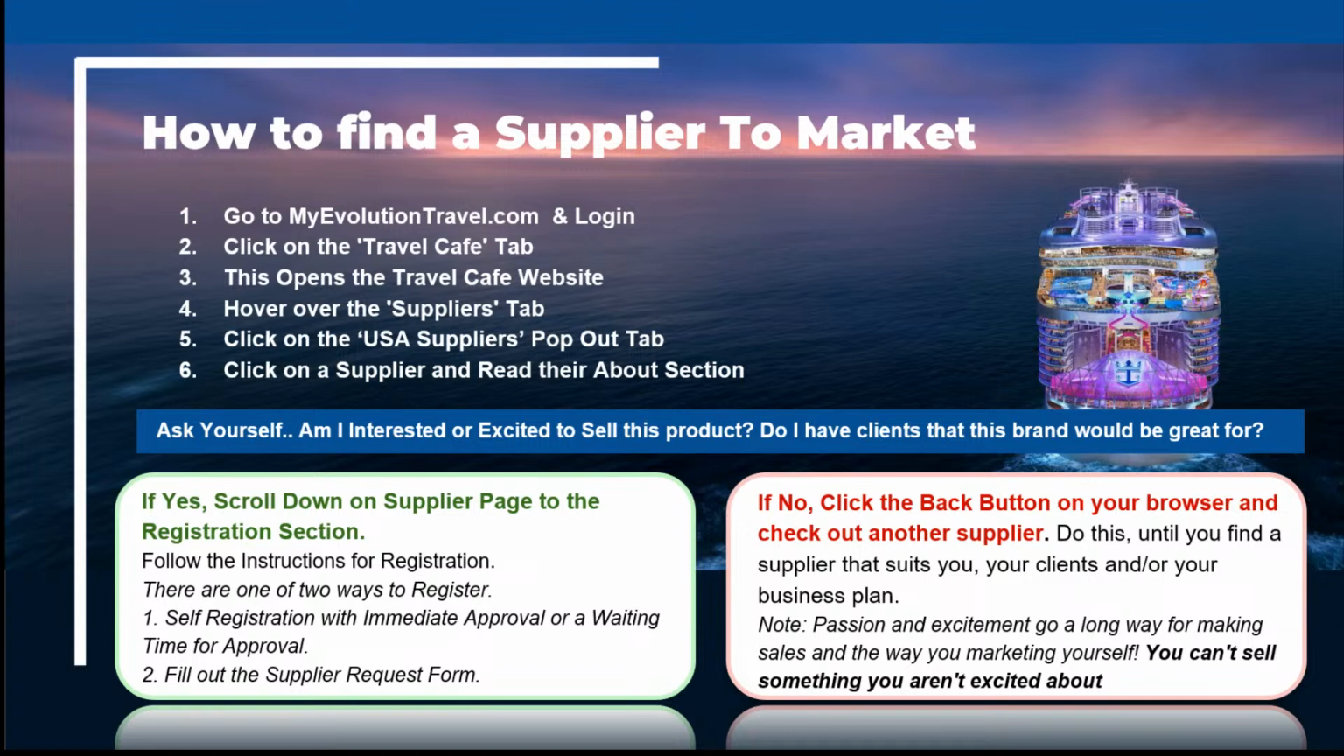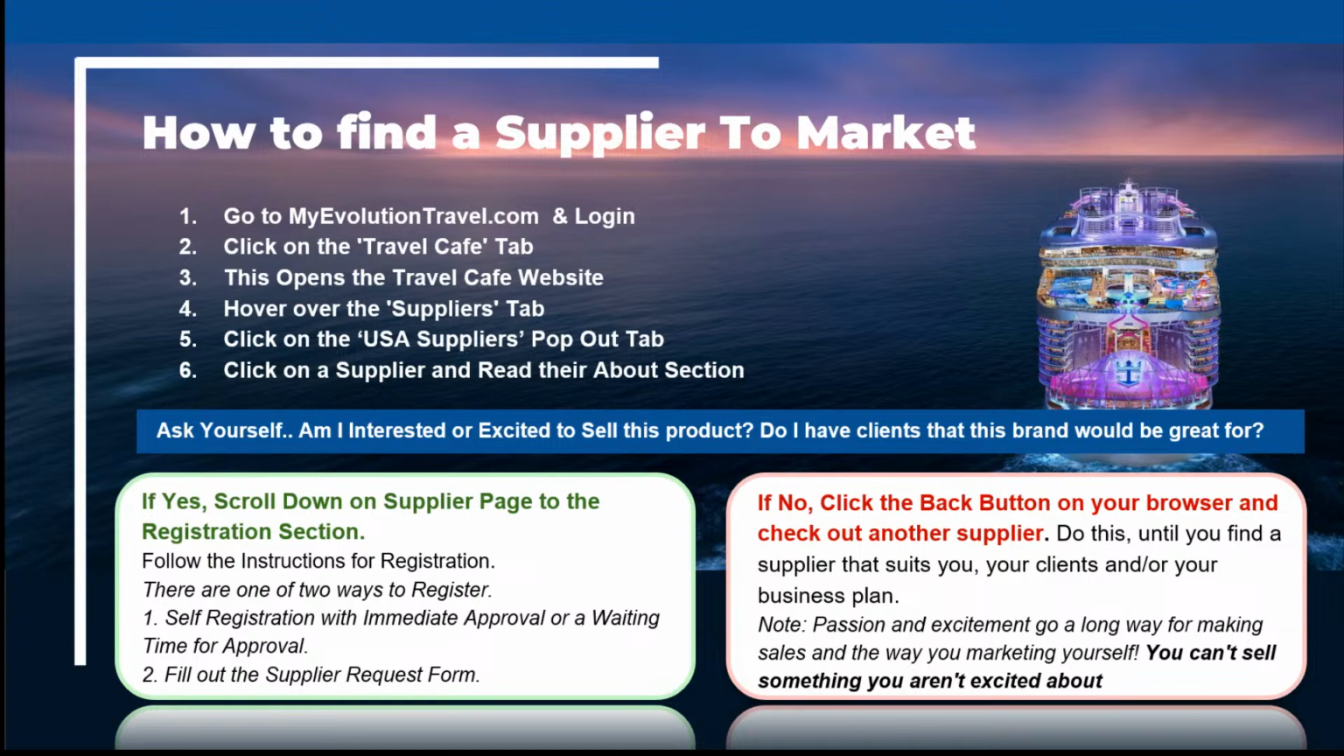Click on any of them that are interesting to you, read their About section, and then after you do that, ask yourself, am I interested or excited to sell this product? That's very important, because if you're not excited, if you're not passionate, why is anyone else going to be? Why is someone going to buy a product from you that you're not excited about? So make sure that you're excited about this product. You can find out a little more about them if you just read their About section on the Travel Cafe website. And then also another good question is, do I have clients that this brand would be great for? So are you reading their About section and you're like, oh my gosh, my friend Susie would love this product.